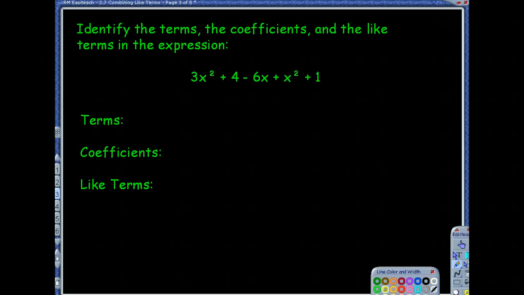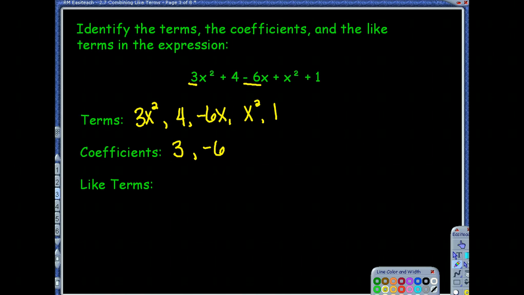All right, the terms here would be the 3x squared, the 4, the negative 6x, the x squared, and the 1. Those are all the terms. Those are each of the pieces that are being added or subtracted. Coefficients here, we had 3 was a coefficient of the x squared term. A negative 6 was the coefficient of the x. And if you guys notice, this one didn't have a number in front of the variable. So that's when it's implied that it's just a 1.